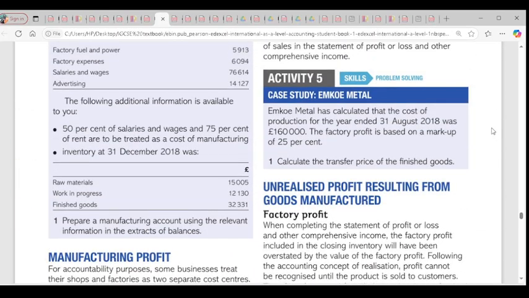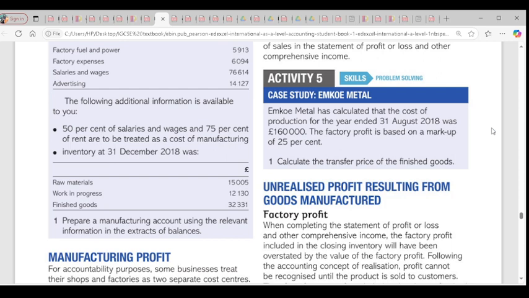Activity 5 says Emco Metal has calculated that the cost of production for the year ended 31st August 2018 was £160,000. The factory profit is based on a markup of 25%. So we have our cost of production, which is 160,000. There's nothing you want to do about that. Then we have our factory overhead. So now we go to the markup. They said markup is 25%.